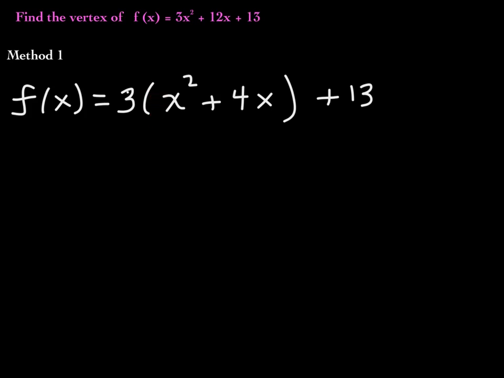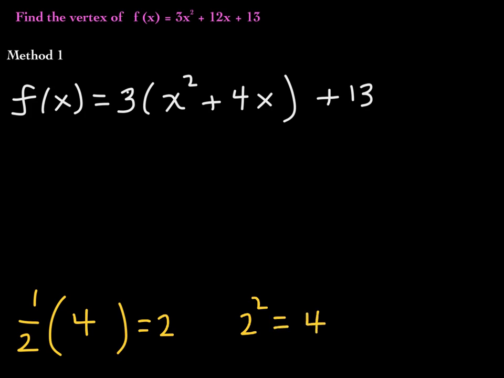Remember how you complete the square. You take half of the first degree term. Now be careful. The coefficient of the first degree term is 4. Don't take 12. Look at this term. Okay, half of 4, of course, is 2. And then we square 2, which is 4. So what I'm going to do is add this number, 4, inside the parentheses.